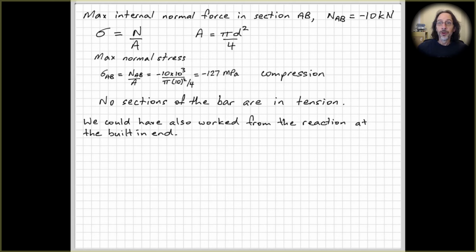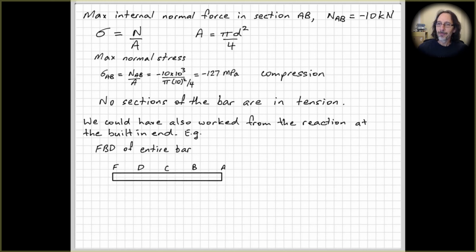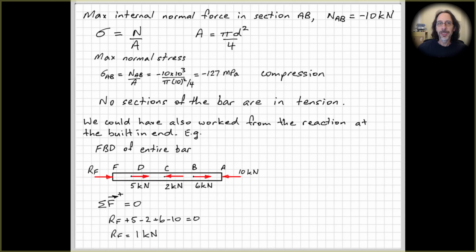So as I said before, we could have also worked from the left-hand side to the right if we knew what the reaction at the built-in end was. So if we draw a free body diagram of the entire bar, we can work out what that reaction force at the end will be. From sum of the forces in the horizontal direction equals 0, RF will be equal to 1 kilonewton.